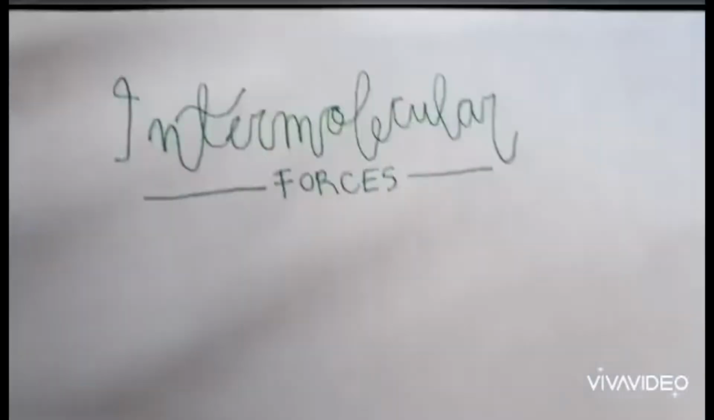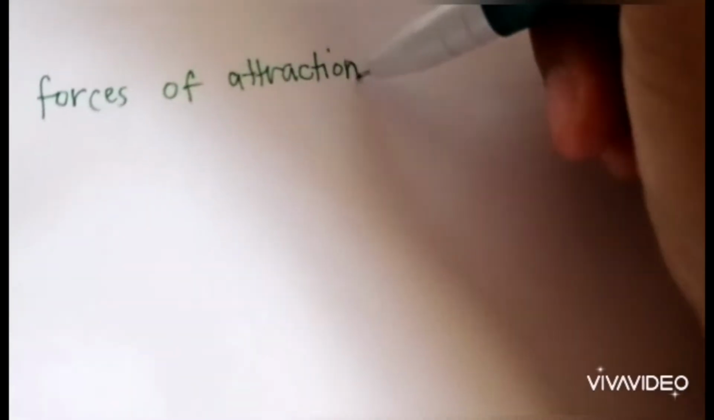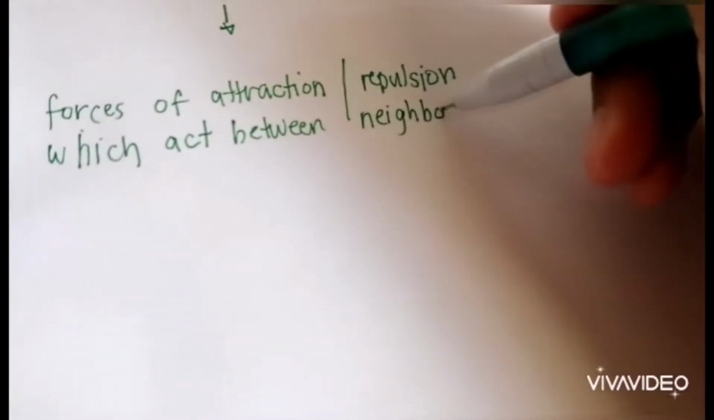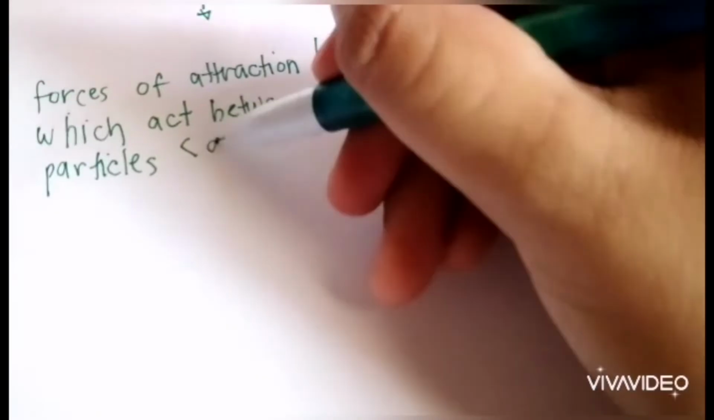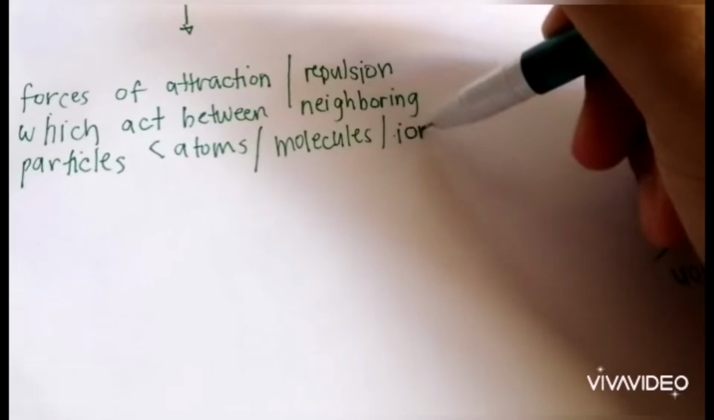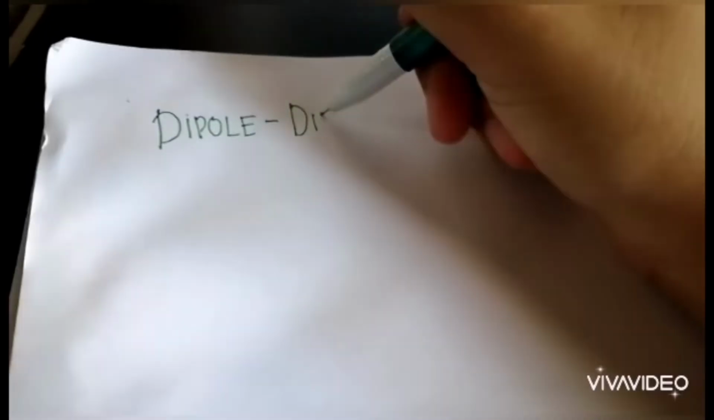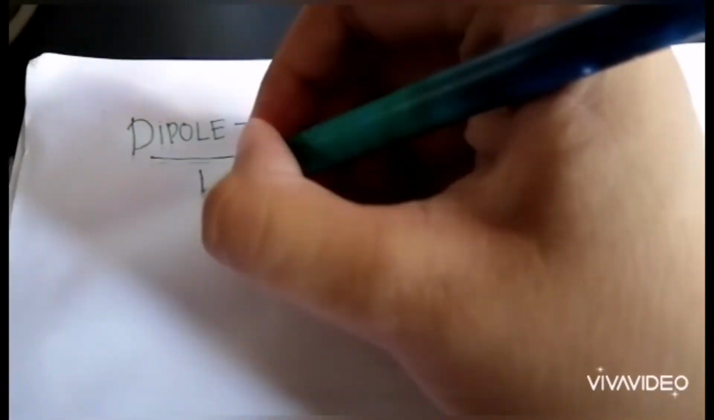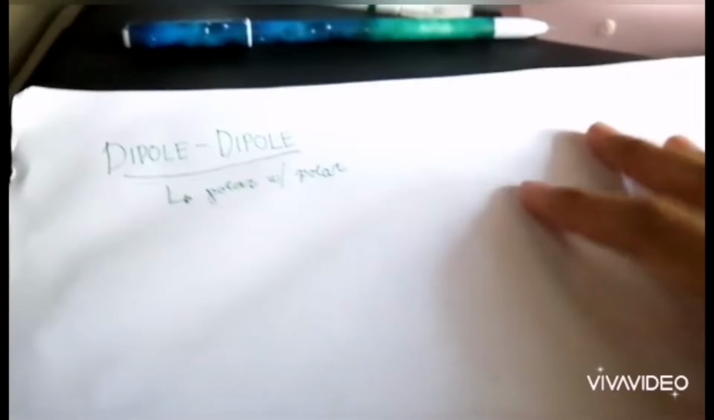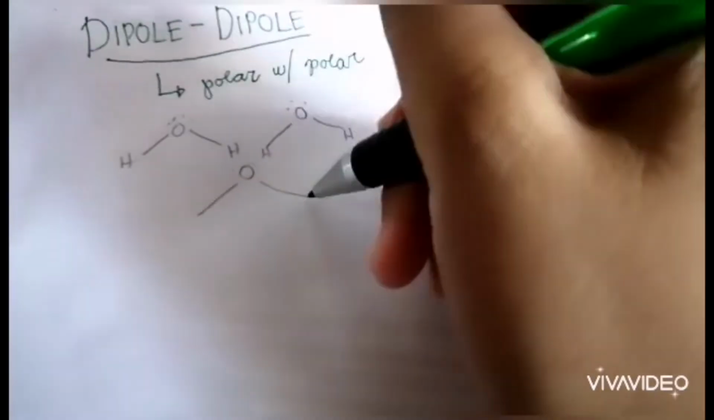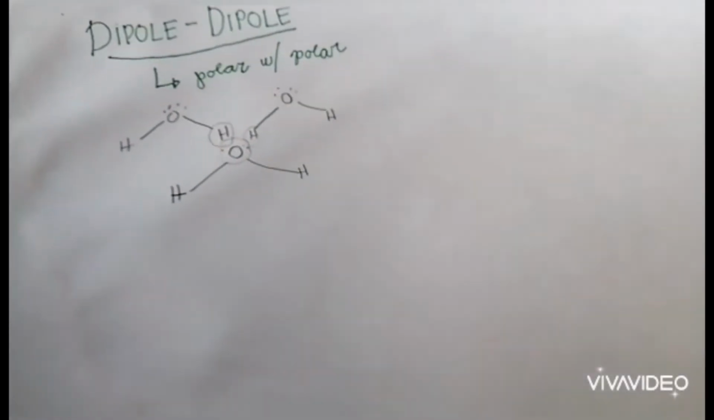Intermolecular forces are the forces of attraction or repulsion which acts between neighboring particles. It can be atoms, molecules, or even ions. There are 6 of them, so let's start with the dipole-dipole interaction. This exists between two polar molecules. The force that occurs when the partially positively charged part of a molecule interacts with the partially negatively charged part of another molecule.